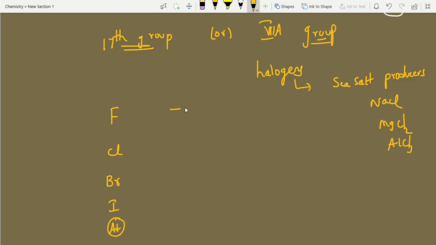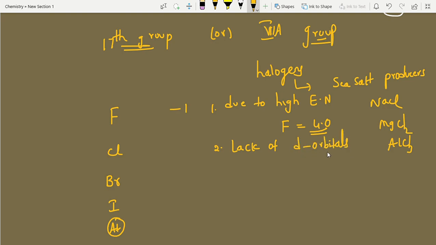Fluorine's oxidation state is only -1, due to high electronegativity. It is the most electronegative element in the periodic table. Its electronegativity value is 4. Due to high electronegativity and lack of d orbitals, only the -1 oxidation state.